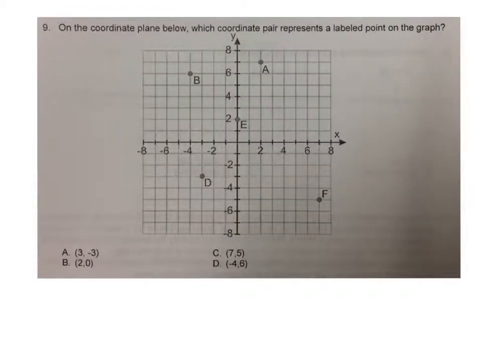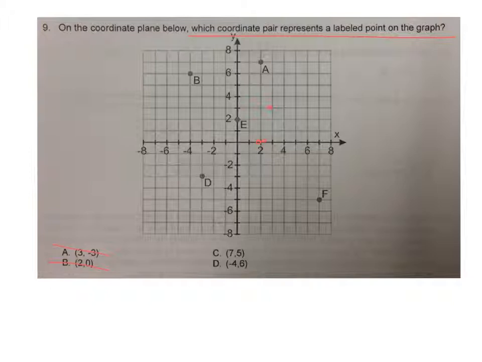Number 9, on the coordinate plane below, which coordinate pair represents a labeled point on the graph? So I have to plot each of these. Letter A, I'd go over 3 and up 3, and that would be right there. That is not a point that's labeled. Letter B, I'd go over 2 and up 0. That's not a point that's labeled.